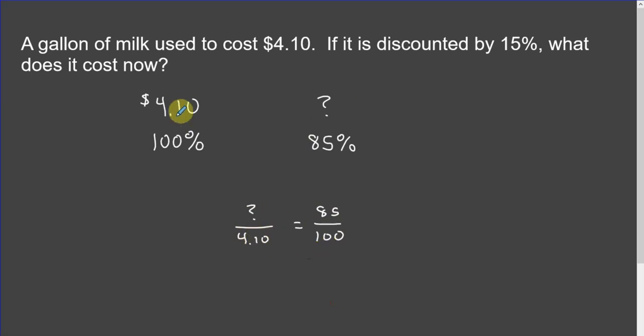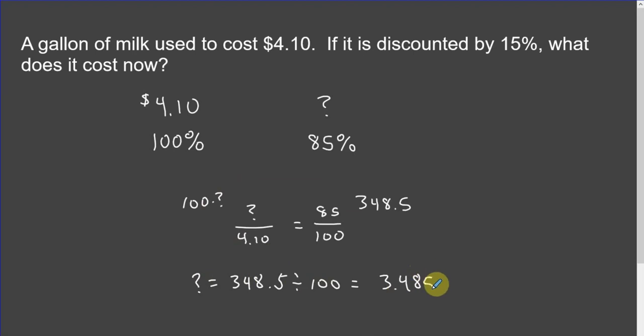410 goes with 100, right? And the unknown goes with 85, right? And then we solve this. So 410 times 85, 348.5. 100 times question mark needs to match, so the unknown question mark is 348.5 divided by 100, so 3.485. So that's the answer. I guess if we rounded to the nearest cent, it would be $3.49.